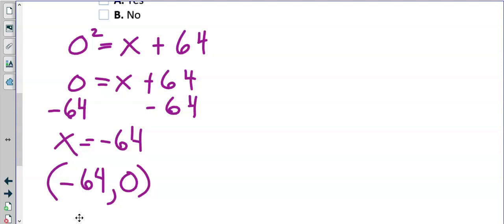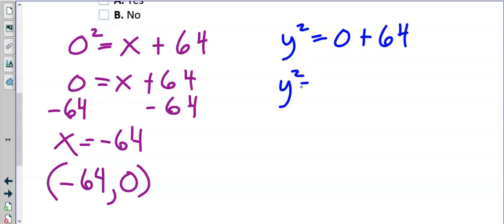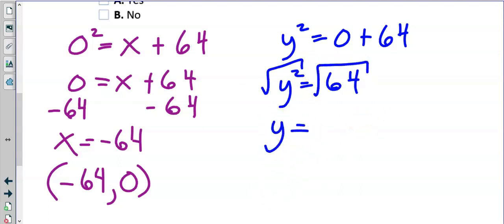Okay? How do we find the y-intercept? But we do x, right? So similar process, but instead of plugging into y with a 0, we're going to plug into x with a 0. So we have y squared equal to 0 plus 64. So what do we do now? Can't square root yet. We got to take out the 0 part, right? What's 0 plus 64? 64. Now we can do your square root, because how do we get rid of something squared? Square root.